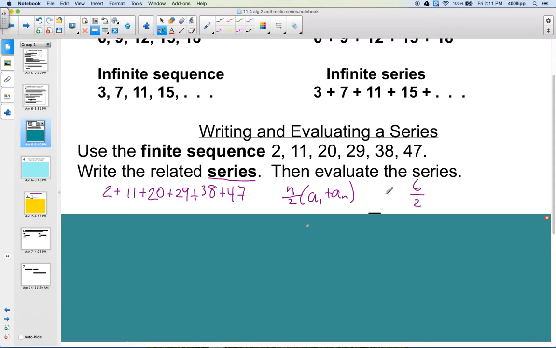6 over 2. My first term, a sub 1, is 2 here. And my last term, a sub n, is 47. So evaluating this, I have 6 over 2 is 3, times 2 plus 47 is 49, and 3 times 49 is 147. And that is the series for all of these numbers.